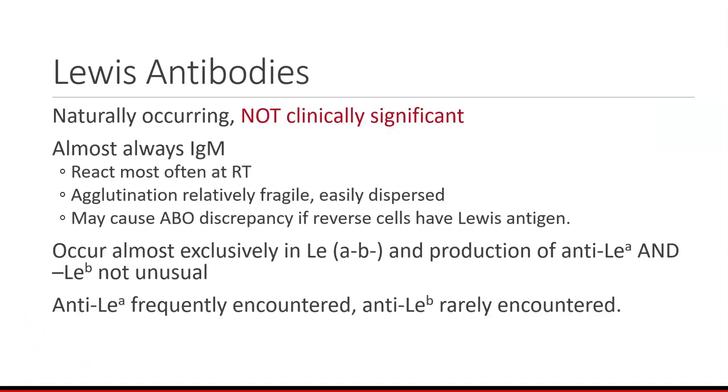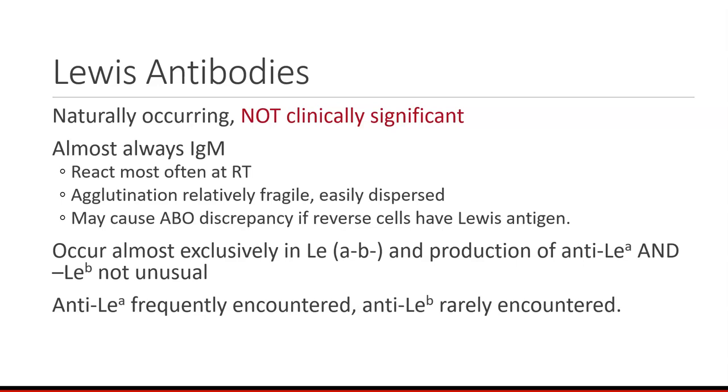Lewis antibodies, these are naturally occurring. What that means is that you were not exposed to red cells due to a transfusion or pregnancy that had Lewis. They just happened because there are things in nature so similar that you made these antibodies. They're naturally occurring. They're not clinically significant. They're almost always IgM. They react most often at room temperature.